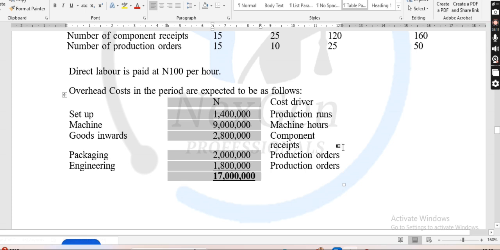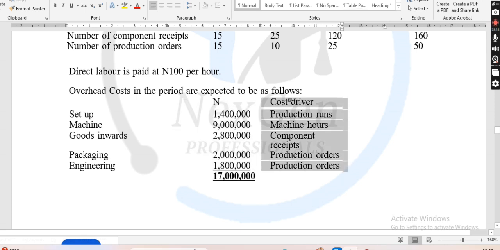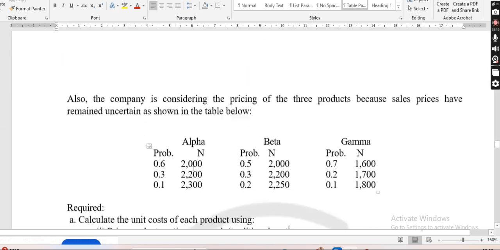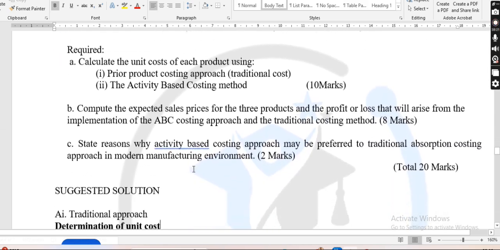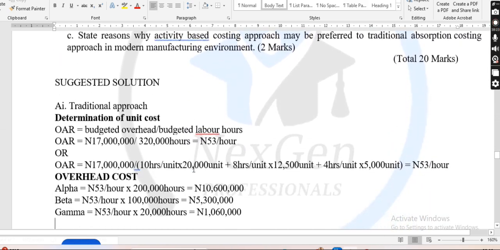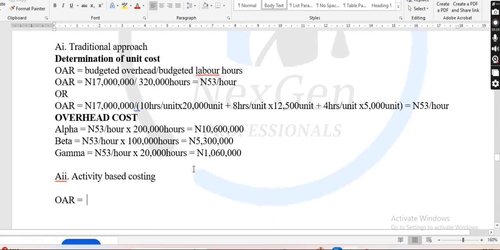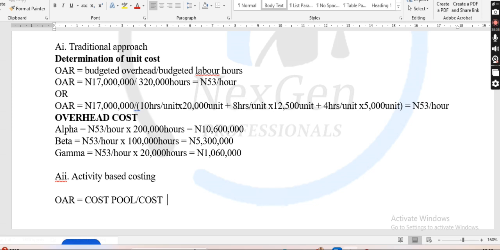Your cost pool is in cost, and your cost driver is like numbers, right? You will not simply say cost pool divided by the cost driver, because you will not get the OAR that you will charge to each of the cost drivers. So you will say cost pool, which is the cost, divided by the cost driver, right?